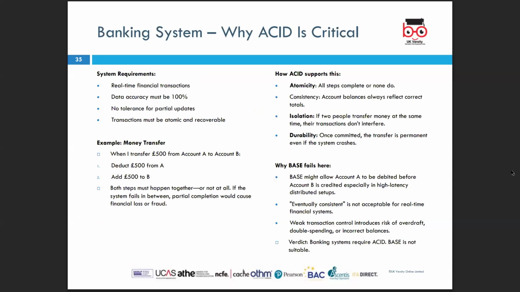So, banking system: why is ACID critical for several aspects? For system requirements, they have real-time financial transactions. Data accuracy must be 100%. No tolerance for partial updates, and transactions must be atomic and recoverable.